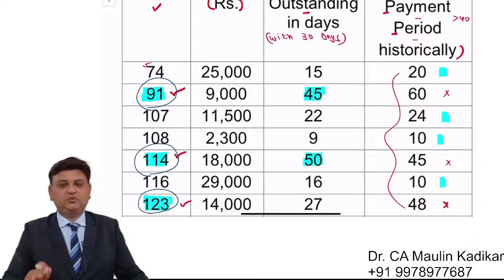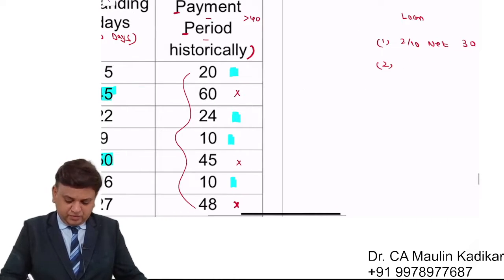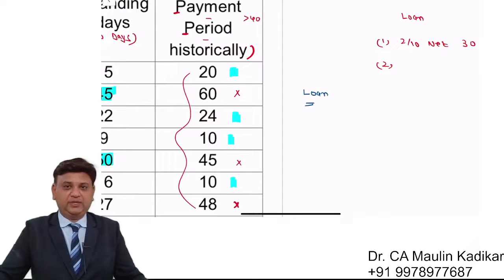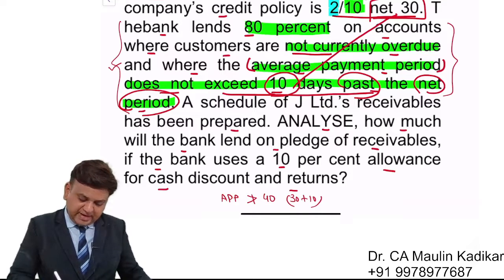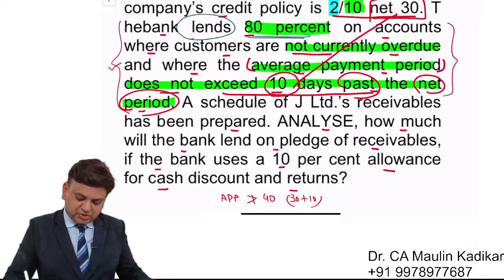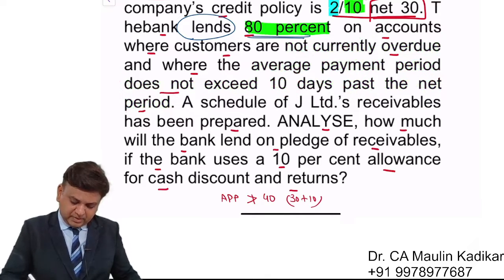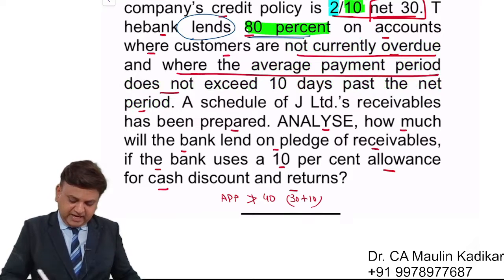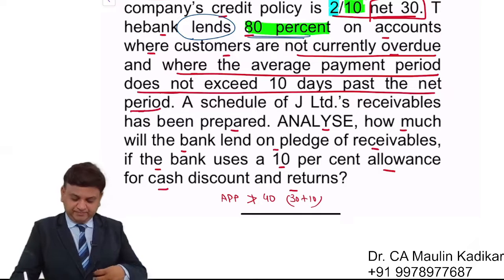Now, second question to all of you. What is the amount of the loan that State Bank of India will give to J Limited? Language of the question is, the bank lends 80% on accounts where customers are not currently overdue and where average payment period does not exceed past the net period. So who qualify for the lending, that we have discussed.